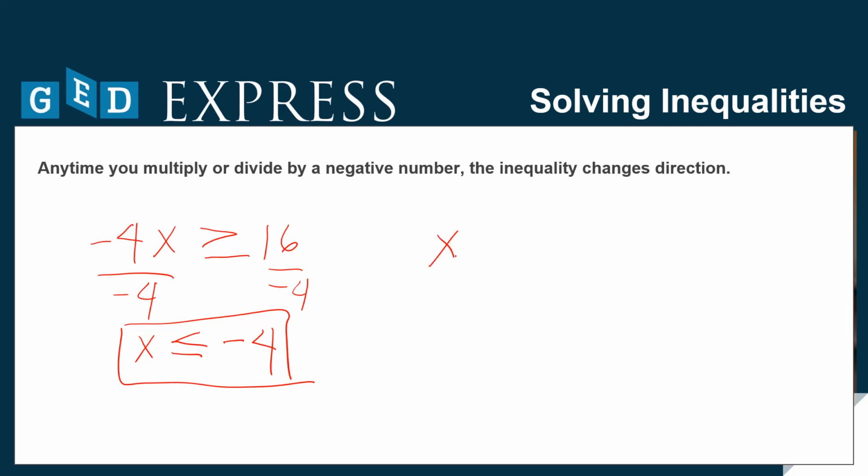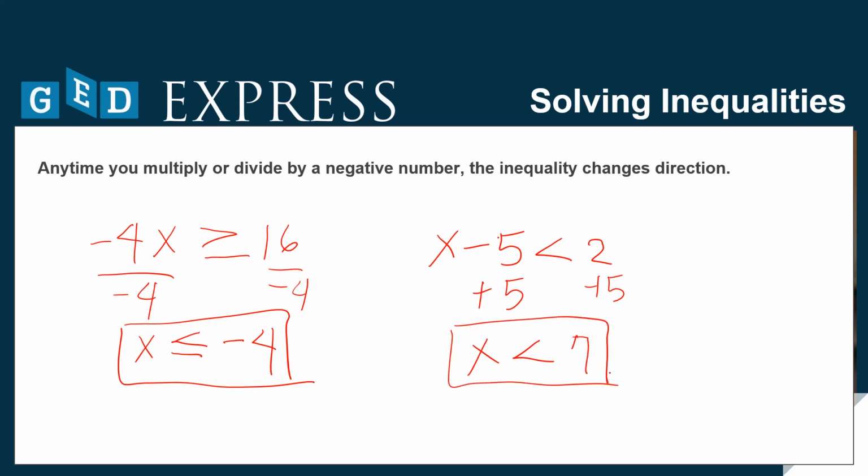x minus 5 is less than 2. Now, same as with the linear equation, let's undo the minus 5 by adding 5 on both sides. So plus 5, plus 5. So we have x, because minus 5 plus 5 is 0, is less than 7. Easy steps, right? So x is less than 7.